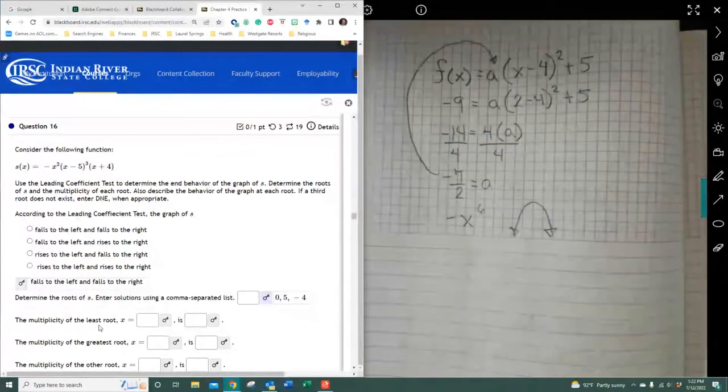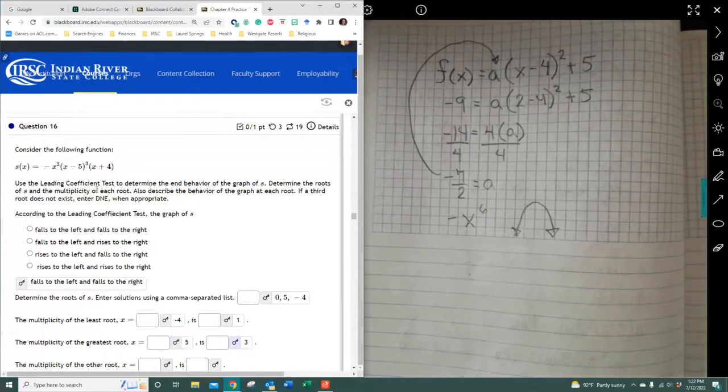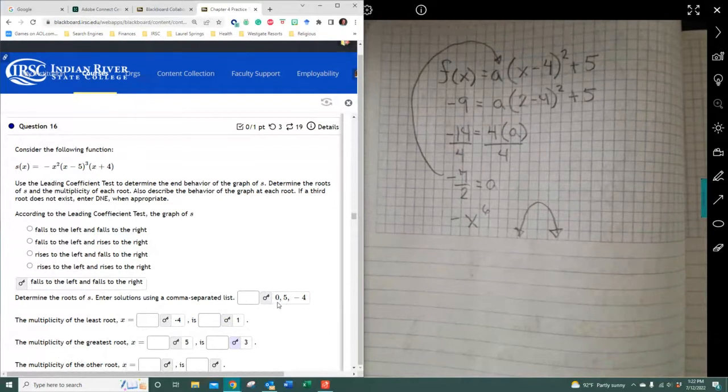Now the multiplicity of the least root, which is the smallest root, -4, is to the first power. The multiplicity of the greatest root, which is 5, is going to be 3, because there's 3 roots there. It says it right there in the problem. There's not much to write here. This is just understanding. The multiplicity of the root 0 is going to be 2.